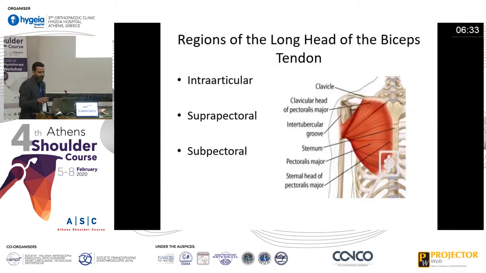The main regions, as it goes down the humerus, are the intraarticular one, from its origin to the entrance of the groove; the suprapectoral, from the entrance of the groove to before the insertion of pectoralis major; and the subpectoral one. This matters to us because we try to find the best place where we should anchor and make the tenodesis of the biceps. There is a big discussion about where the best place is, with advantages and disadvantages in every region.